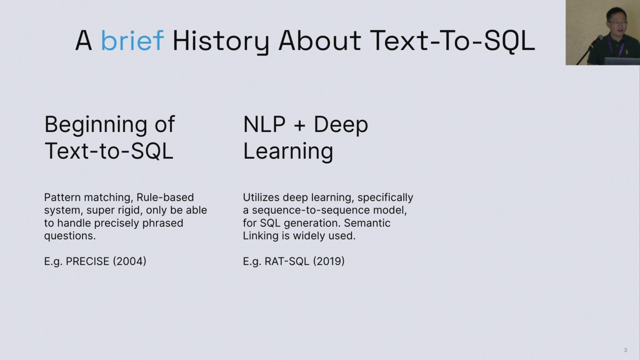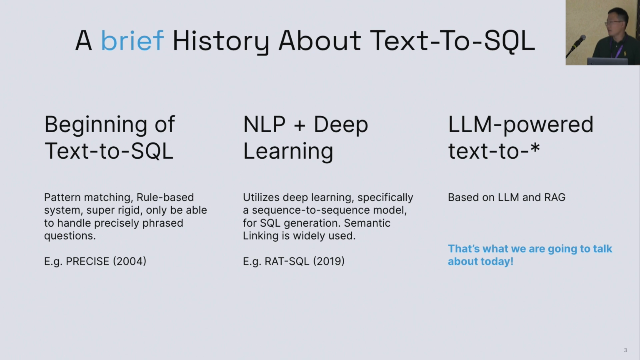The second phase of text-to-SQL was based on NLP and deep learning. It used a lot of sequence-to-sequence models, and also semantic linking to make sure that when you generate the SQL query, you can do the predefined joins and stuff like that. The example system is called RAT-SQL, from 2019. Overall, this approach was pretty popular until around 2021, 2022.